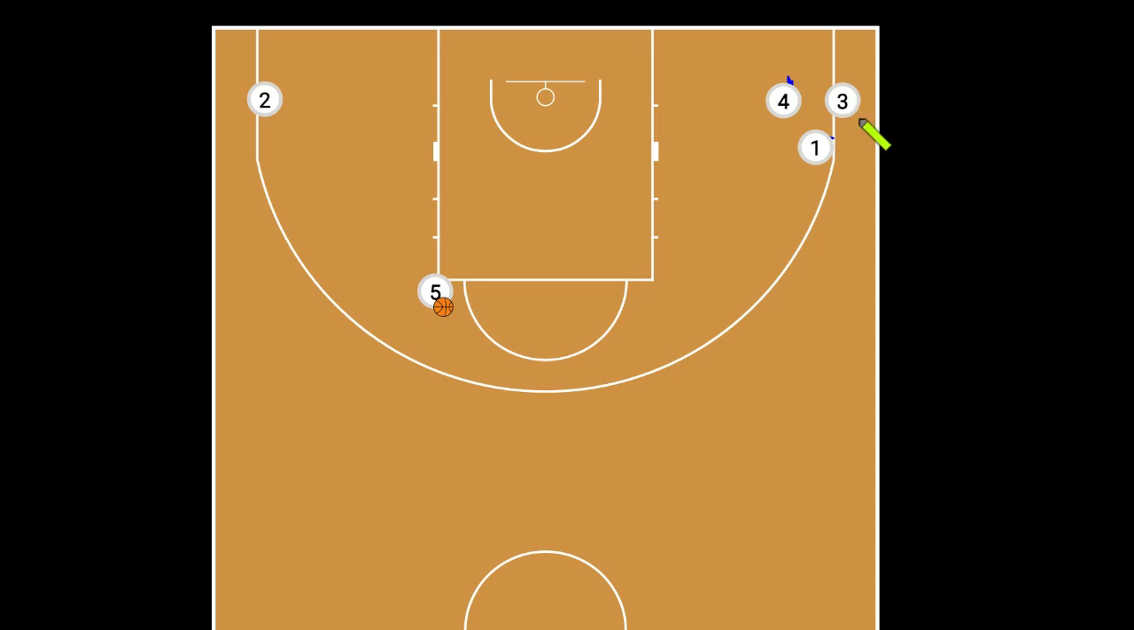If number three is a shooter, for example, you can have number three curl to the 3-point line, and we can kick it over to number three for either a shot or, maybe they'll drive into the basket. But if they're a shooter in this particular situation, we could have number three curl and receive that basketball.